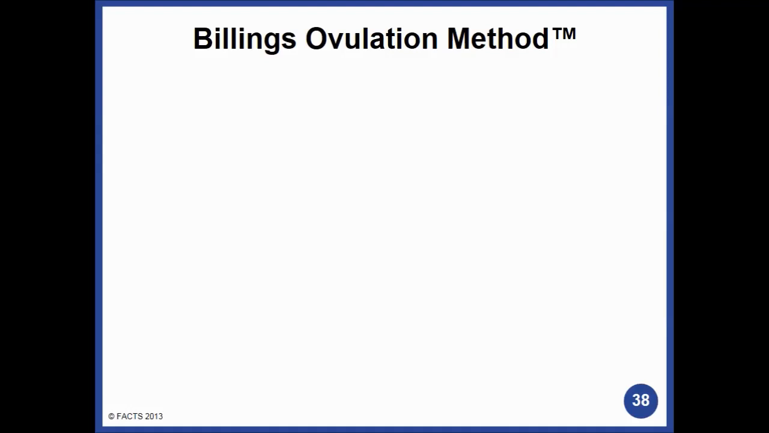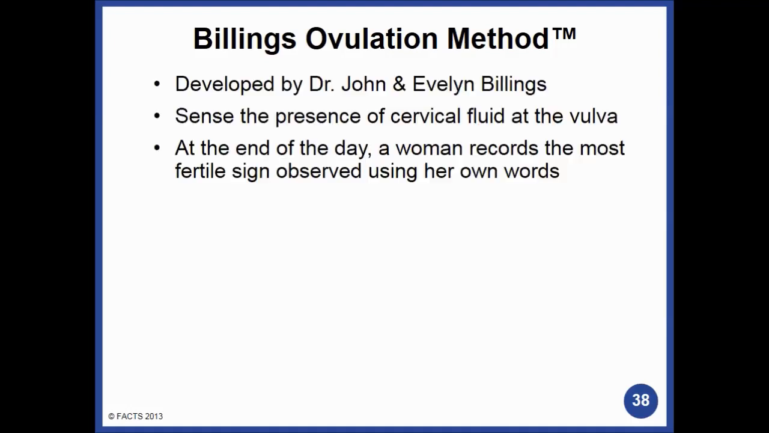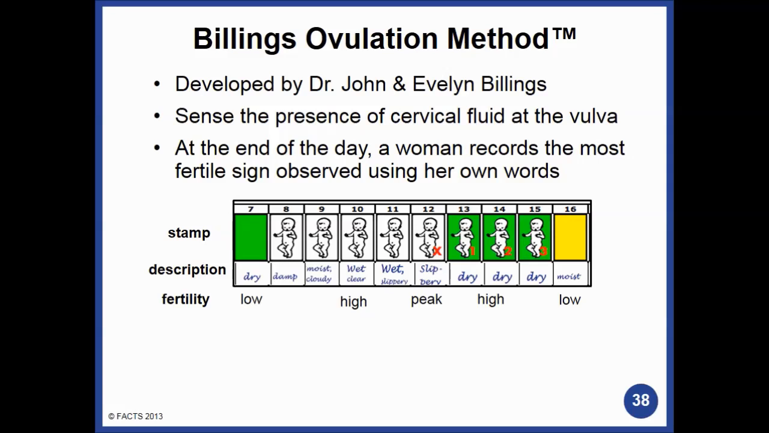Billings ovulation method is really the first modern fertility awareness-based method developed by John and Evelyn Billings in Australia. It is based on the presence of cervical fluid at the vulva and the awareness of the sensation. At the end of the day, the woman records her most fertile sign observed using her own words and uses a system of stamps and descriptions to identify fertility in the cycle.